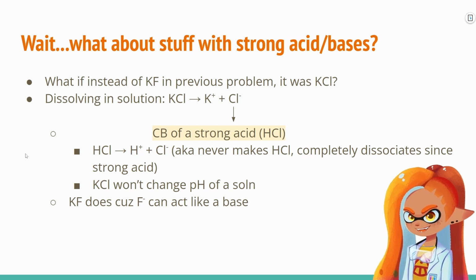KF does because F minus can, again, act like a base. It could grab an H from water and become HF, but Cl minus cannot grab an H from water because, again, it would be producing HCl, which it won't because HCl is a strong acid. So be very careful about that.